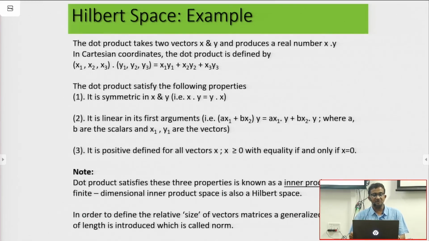So they obey three properties. One is that the dot product is symmetric in x and y, so x dot y equals y dot x. It is linear in the first argument, so you can write a x1 plus b x2 dot y equal to a x1 dot y plus b x2 dot y, where a and b are scalars and x1 and x2 are vectors. And it is positive definite for all vectors. That means x dot x transpose is greater than or equal to 0.